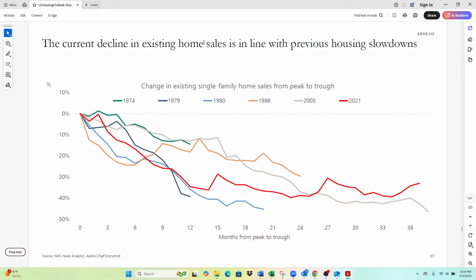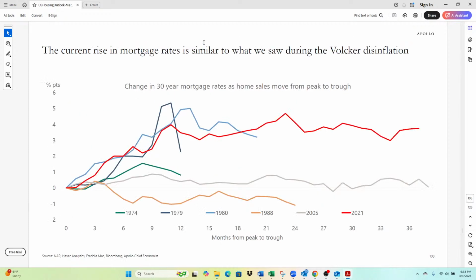So these first few slides compare the housing downturn during this downturn versus previous ones. The previous ones were in 1974, 1979, 1980, 1988, 2005, and of course, the one that started in 2021. You can see here the current decline in existing home sales is in line with previous housing slowdowns. The 2021 line, that's the one we're living, is in red. So pretty typical. And the current rise in mortgage rates is similar to what we saw during the Volcker disinflation. Once again, we're red.